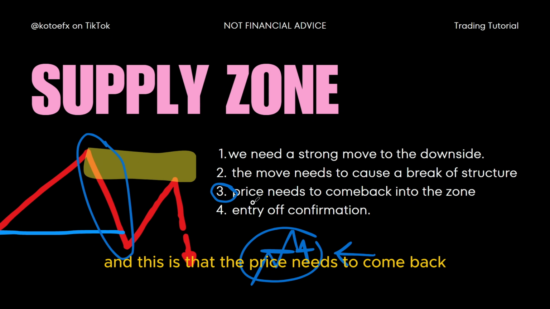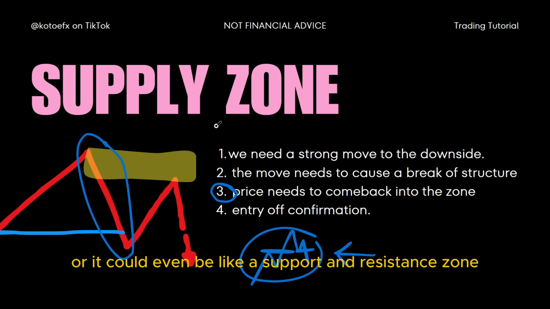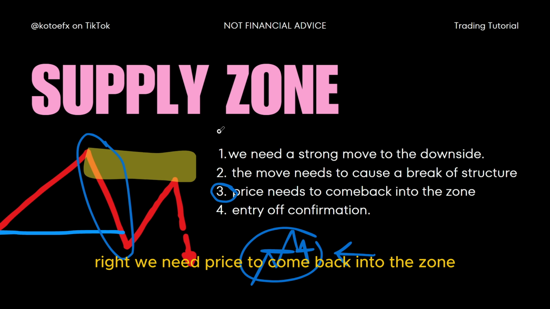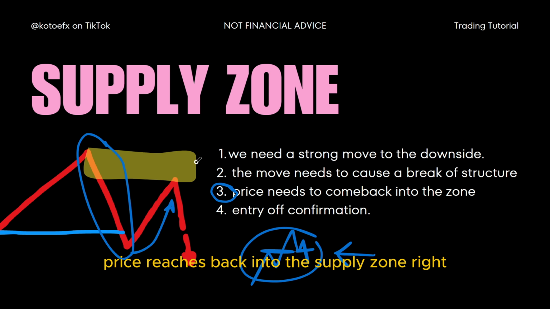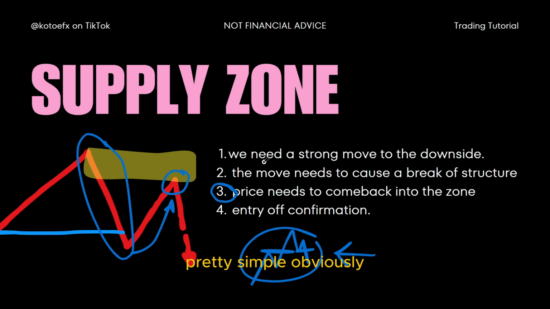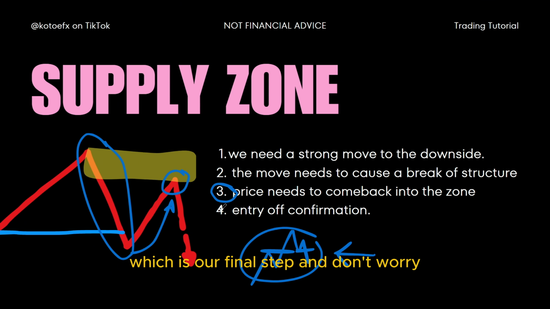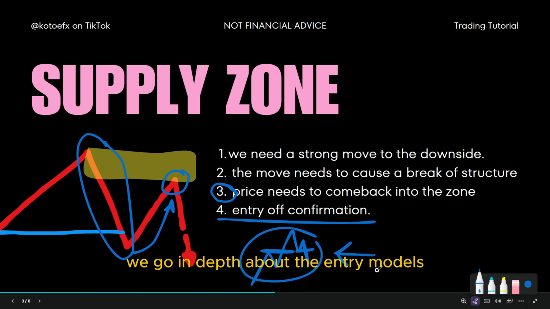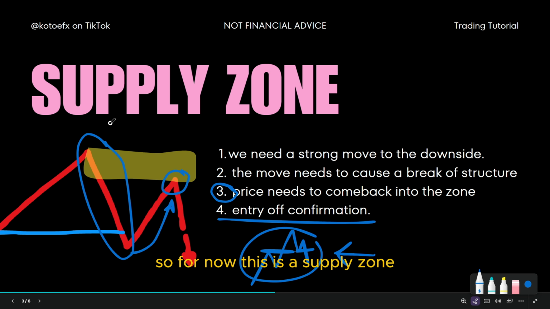Let's look at the next step we need in order to make money off of a supply zone. This is that the price needs to come back into the zone. With any point of interest you're trading in the markets, it could be a fair value gap, a supply and demand zone, or even a support and resistance zone, we need price to come back into the zone in order to trade it properly. As you can see in my example, price reaches back into the supply zone, right? Pretty simple. Price needs to come into the supply zone so we can enter off of the confirmation, which is our final step. Don't worry, we go in depth about the entry models a little bit later, guys, okay? So for now, this is a supply zone.